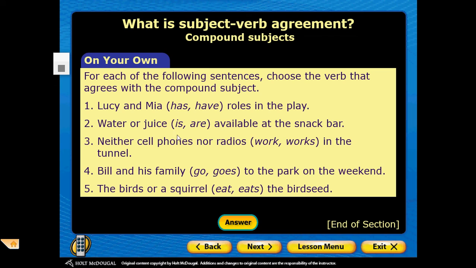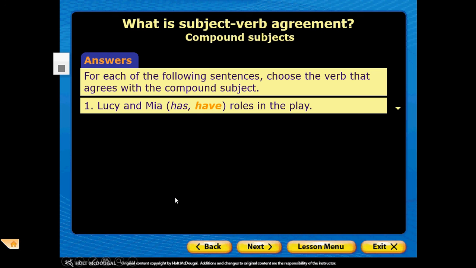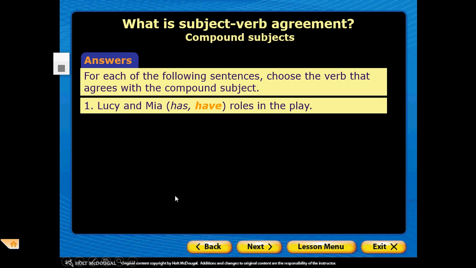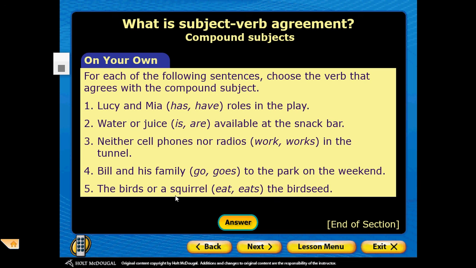Very good. So let's check the answer and then move on quickly to number 3. Water or juice is available at the snack bar. That's absolutely right. So it's either water or juice, not both of them.